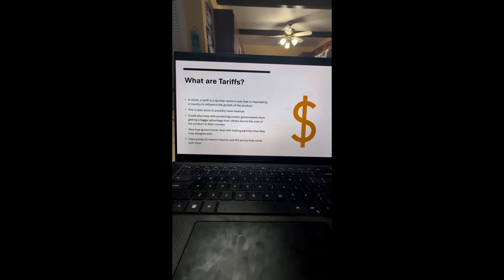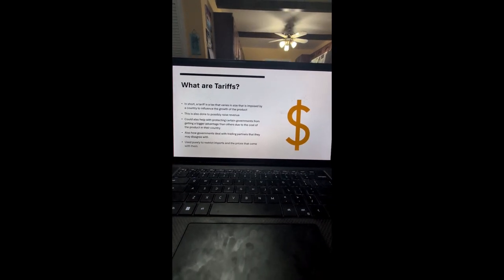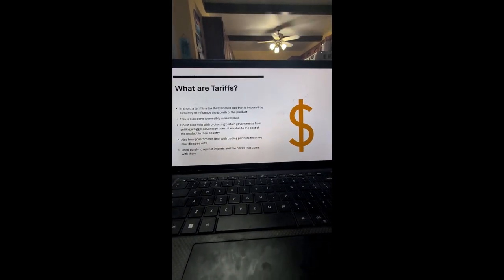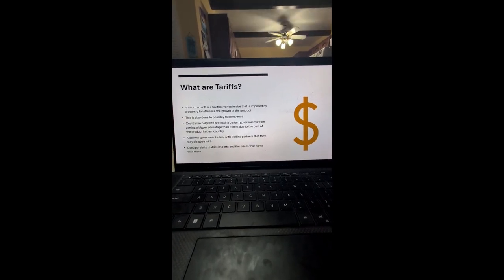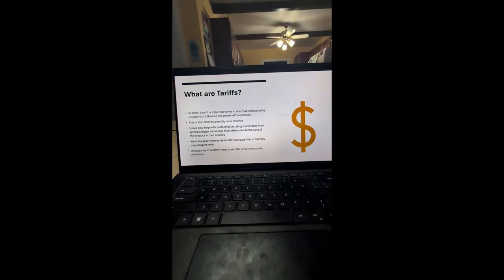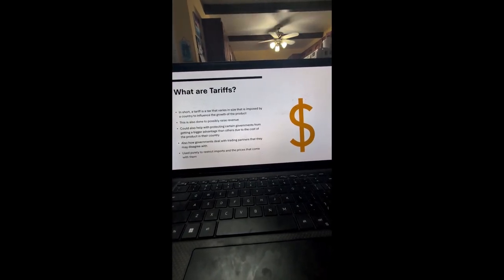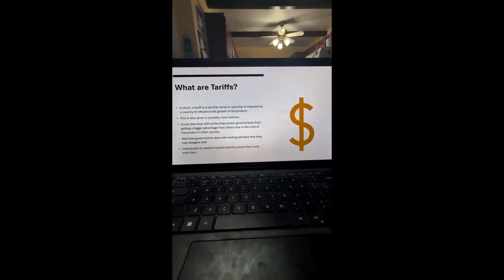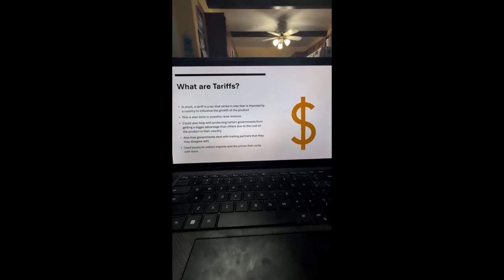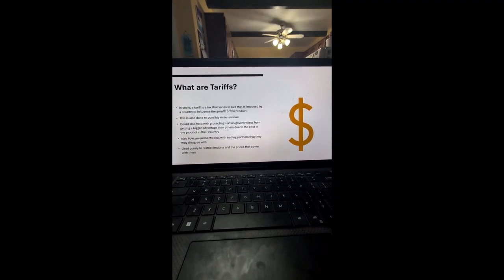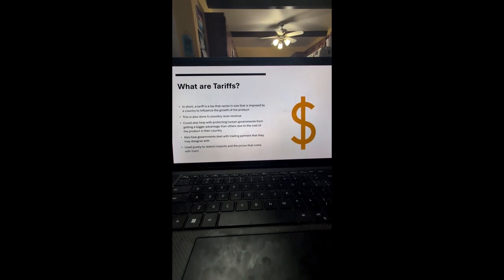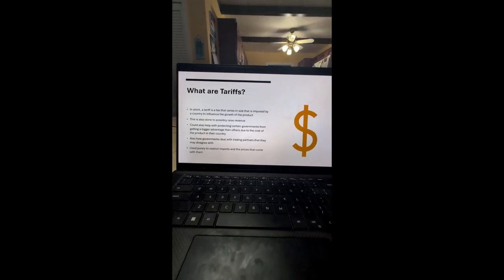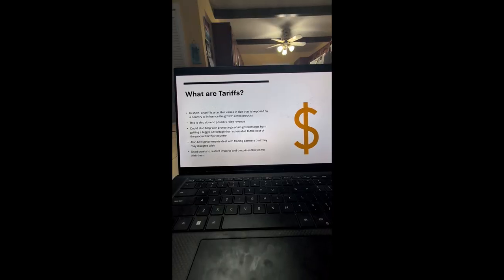Tariffs. A tariff is a tax that varies in size that is imposed by a country to influence the growth of a product, purely for imports. It can also be done to raise possible revenue and protect certain governments from monopolizing on a certain product and getting a bigger advantage from others due to the cost of the product. So tariffs are also kind of used to level out the playing field in a way for some countries. Like if a country has a higher tariff, another country may match it or lower it. And it also depends on what the country needs in terms of buying for that good.